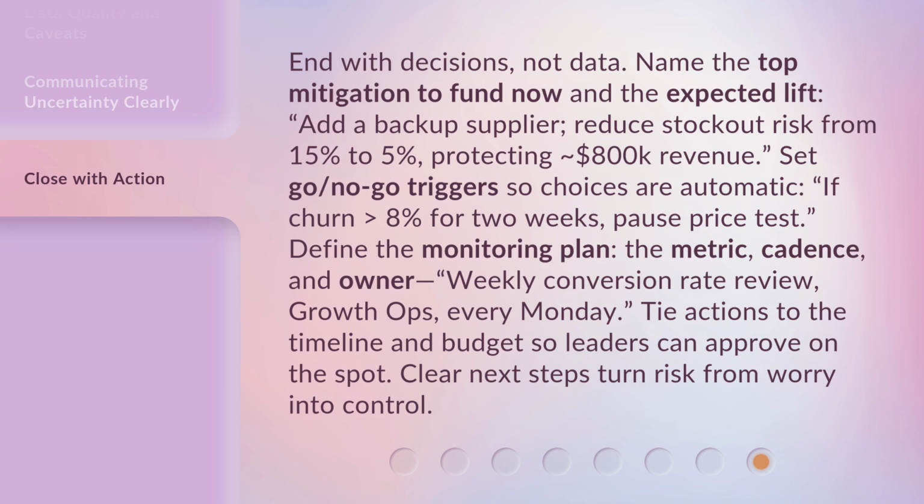If churn is greater than 8% for 2 weeks, pause the price test. Define the monitoring plan. The metric, cadence, and owner. Weekly conversion rate review, growth ops, every Monday. Tie actions to the timeline and budget so leaders can approve on the spot. Clear next steps turn risk from worry into control.